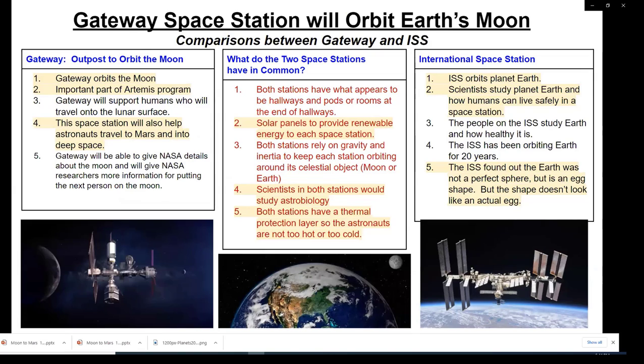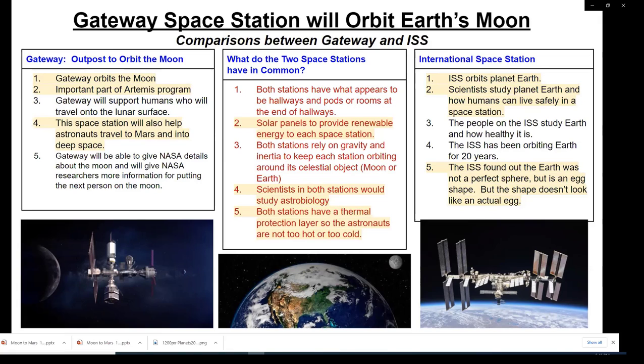This slide is a comparison between Gateway and the ISS. Gateway orbits the moon and is an important part of the Artemis program. The space station will also help astronauts travel to Mars and into deep space. The ISS orbits planet Earth. Scientists study planet Earth and how humans can live safely in the space station. The ISS found out the Earth was not a perfect sphere but is an egg shape, but the shape doesn't look like an actual egg. What they have in common: solar panels to provide renewable energy to each space station.